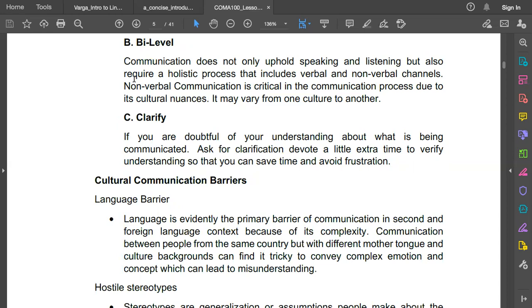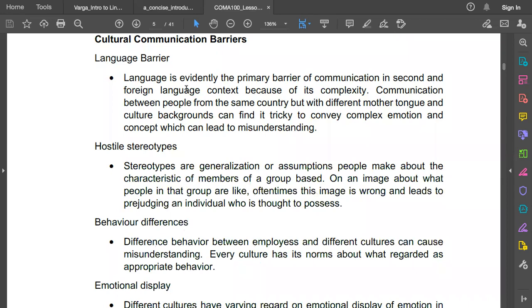Okay. Clarify. If you have doubts on your understanding, you ask questions. There's nothing wrong with asking questions in order to clarify your thought or confusion. Okay. So now we move to cultural communication barriers. From our previous lesson, this is communication barriers per se. This one is cultural, especially multicultural communication barriers.